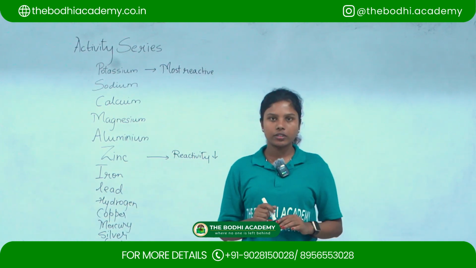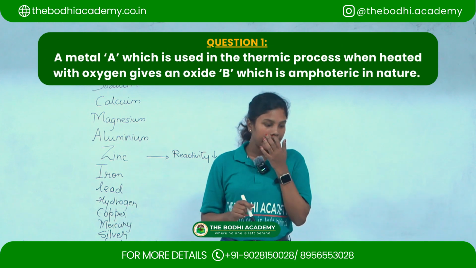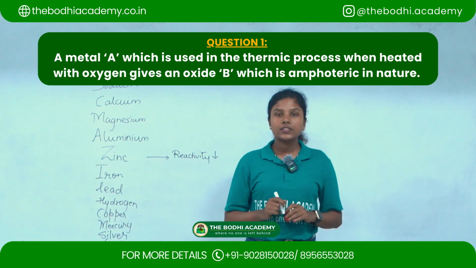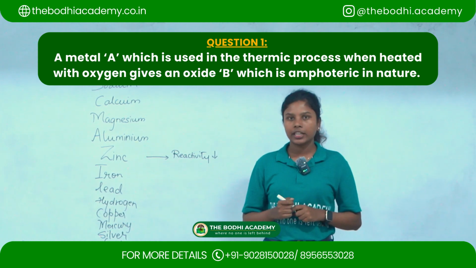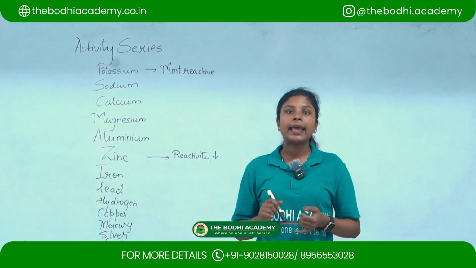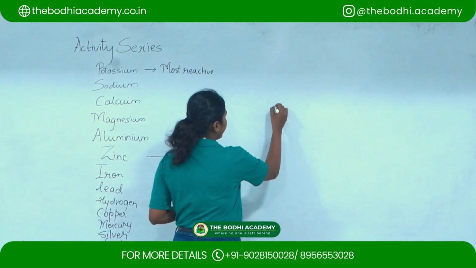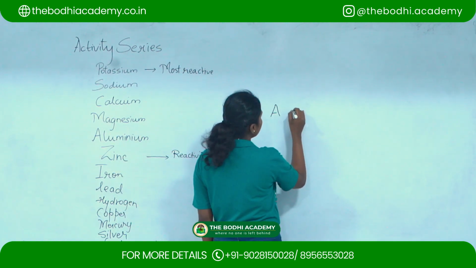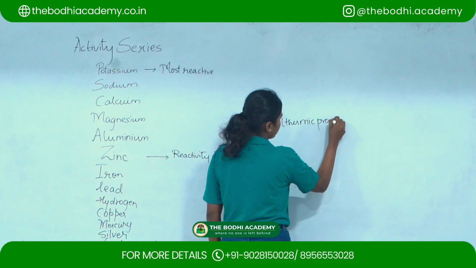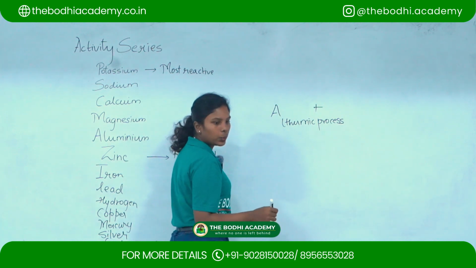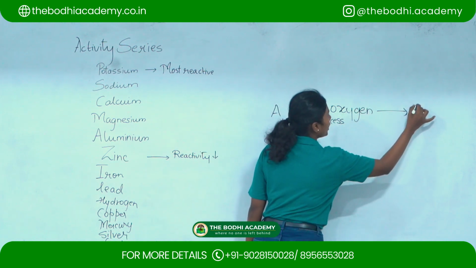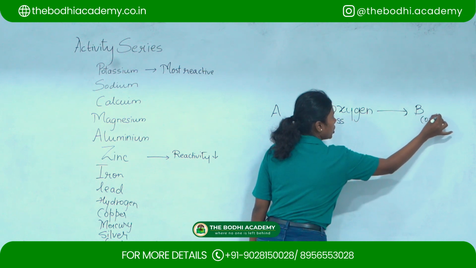The first question from this chapter is: a metal A which is used in the thermic process, when heated with oxygen, gives an oxide B which is amphoteric in nature. We have to name both, the metal and the oxide. So we have a metal A which is used in a thermic process. When reacted with oxygen, it gives us a product B which is an oxide.